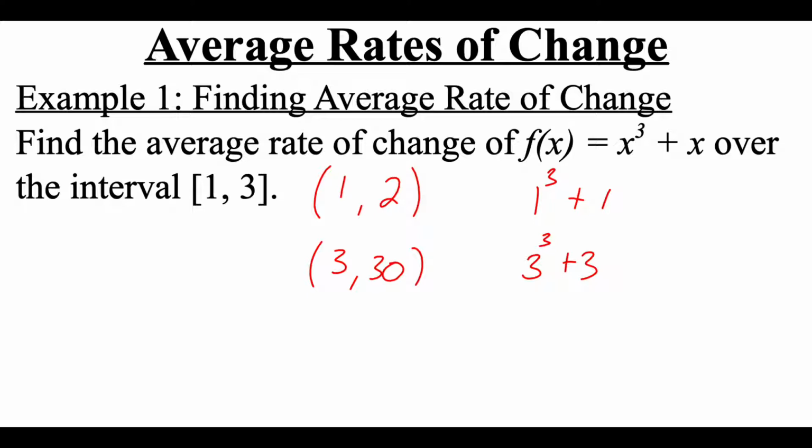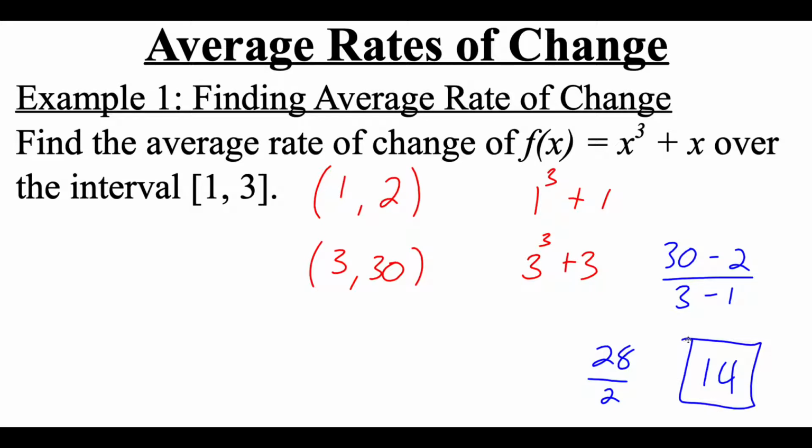So now if we want to find the average rate of change, we first want to figure out how much our function changed by. So we're going to look at those y values, and we're going to find the difference between them. And then we want to take that answer and divide it by the length of the interval. Well, the interval went from 1 to 3, so if we find the difference of those, we would subtract them. So if we take 30 minus 2, that's 28. And if we take 3 minus 1, that's 2. And 28 divided by 2 is 14. So on this interval from 1 to 3, our function had an average rate of change of 14.